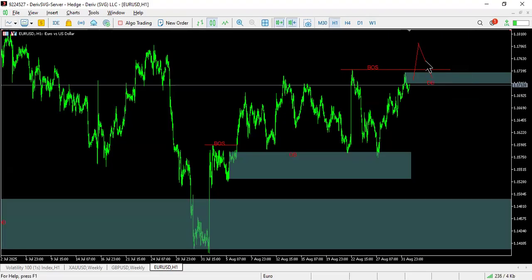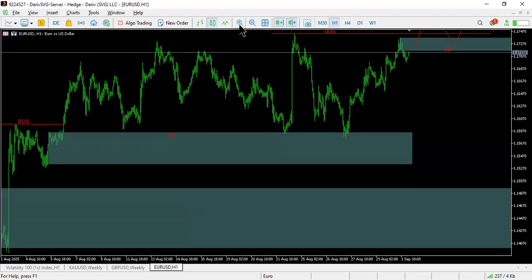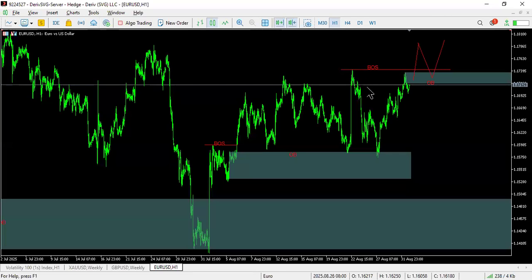Come back and mitigate our order block and then continue pushing up. So that is what we are waiting for on Euro USD. So we are waiting for a break of structure and then waiting for price to come back and mitigate our order block. So that is the entry. If you trade Euro USD, that is the entry that you should wait for because Euro USD is trending bullish.